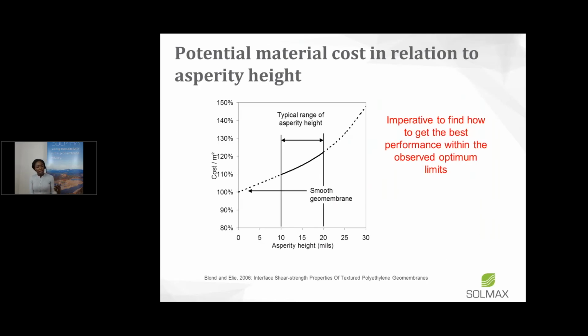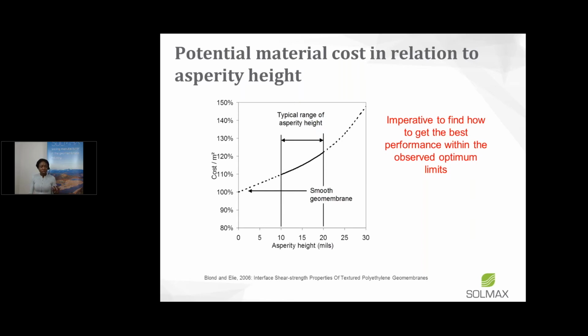So knowing now that asperity height may be limited to a certain range beyond which it may not gain much, it's essential for us to find the optimum value within the reported limit that can give us the best performance if we're trying to increase the interface shear strength. And we have to remember again that looking at the graph on the screen, as you increase your asperity height, the cost of the material quickly rises. So it's essential again to find the optimum value within the reported limit that would do what we want it to do.